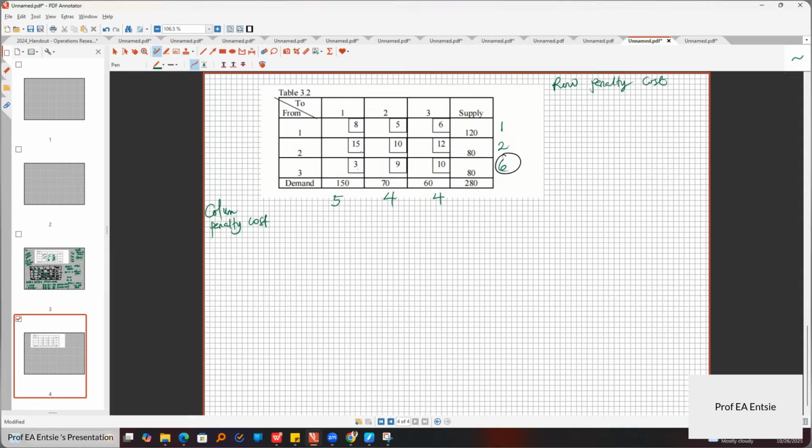We don't know. So we check the row, the supply is 80. We check the column, the demand is 150. So the only amount that we can put here is 80, so that we balance the row, we don't flout the row. So 80, that's fine. So let's look at what happens next.